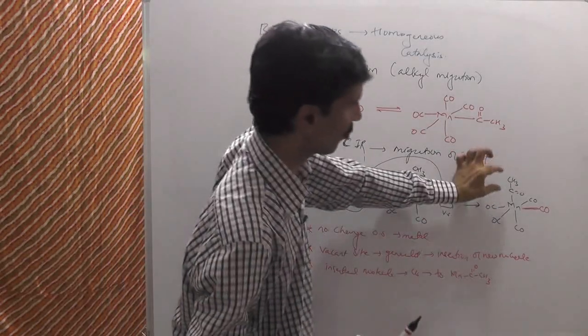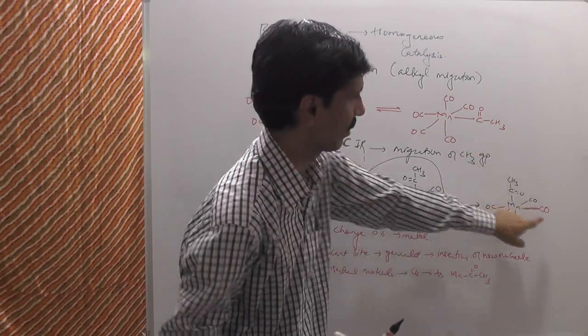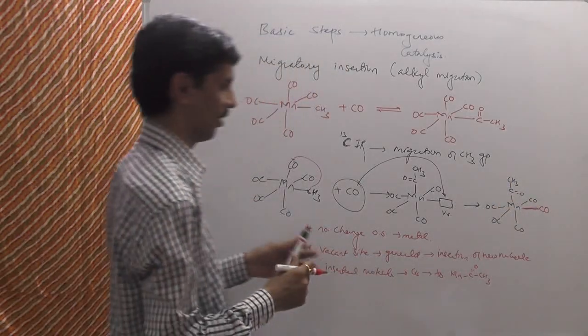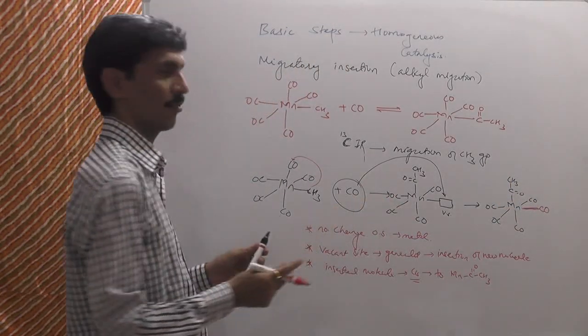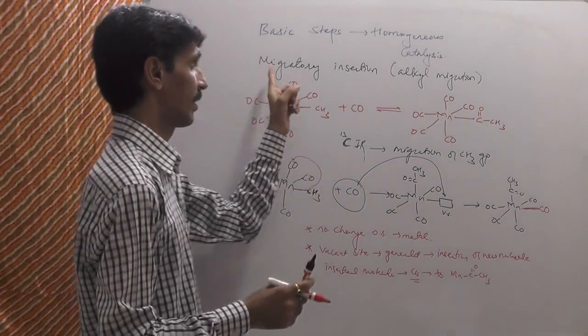You can see, have a look at this. This is Mn-CO-CH3 and this is CO. So both of them are cis to each other. So these are the points which have to be kept in mind for the migratory insertion.